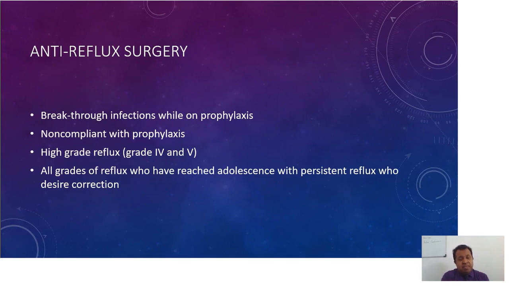What is the place of surgery? The place of surgery is not very much when it comes to low grade reflux, but when it comes to grade 4 and 5 reflux, there is a place, especially when there are breakthrough infections despite prophylaxis. High grade reflux, grade 4 and 5, when they are on prophylaxis and develop UTI despite prophylaxis, there is an indication for surgery.